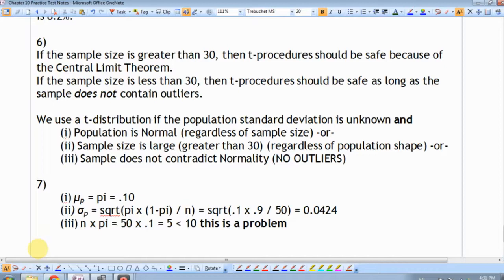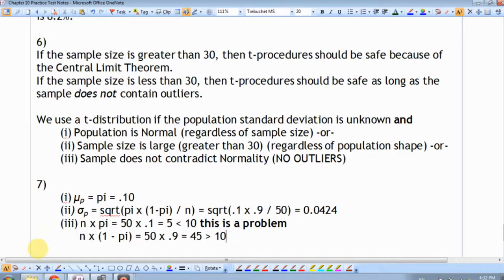No, well, they're asking where the problem is. What conditions are violated? Normality? Is that the answer? Yeah. Cool. N times 1 minus pi is equal to 50 times 0.9, which equals 45. 45 is, of course, greater than 5. This is not a problem. Bigger than 10, yeah. What am I doing? Thinking about pizza.